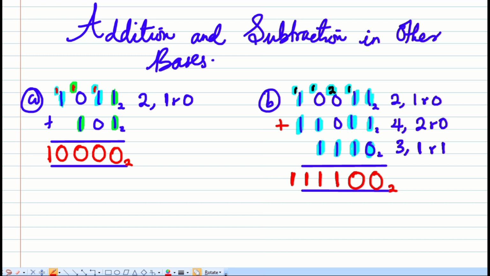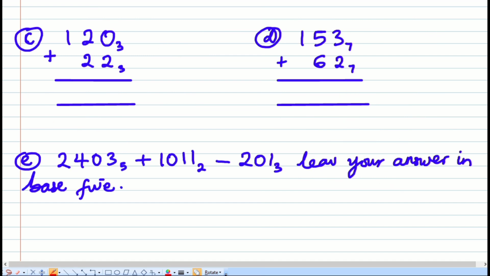And it's the same principle for other bases, both base 3, base 4, and others. So let's just see another example in another base. So you see we have 120 base 3 now plus 22 base 3. So I'd like for you to pause this video and maybe try to do it yourself. We're going to go the same way.